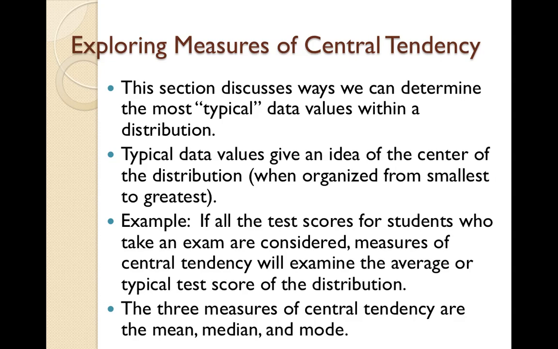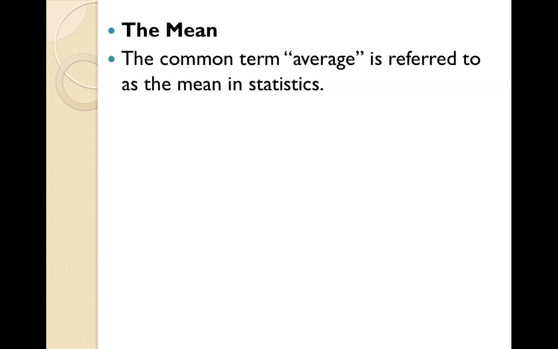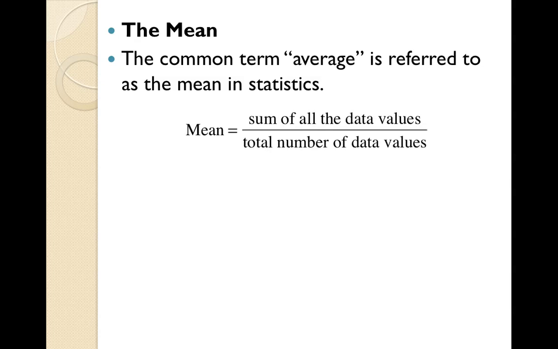The three measures of central tendency are mean, median, and mode. And you may have seen these before. The first one is the mean, also known as the average when it's used in common everyday terms. And we calculate the mean by taking the sum of all the data values in a data set and then dividing by the total number of data values in that data set.